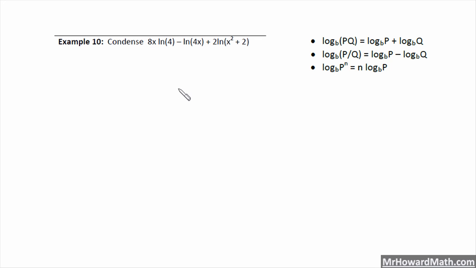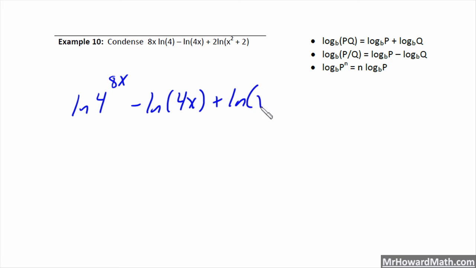So looking at this, it becomes ln of 4 to the 8x, that's this part. The 8x just came up as an exponent there. Subtract ln of 4x, that doesn't change. And then plus ln of the quantity x squared plus 2, all raised to the second power. Parentheses better there. All raised to the second power. So this 2 came up here as an exponent.